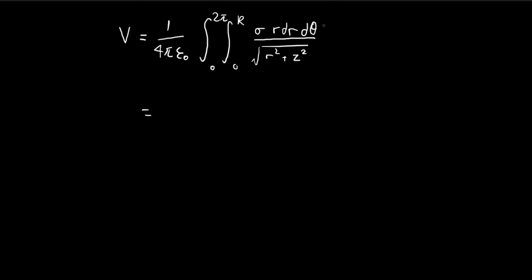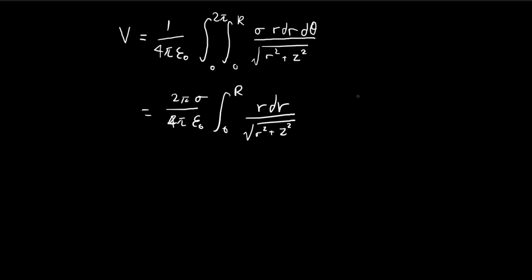So I'm going to get rid of the theta term first, because inside you see there are no theta terms. So I could just get rid of the integral and multiply this whole thing by 2 pi. And 4 pi epsilon, I'm going to also move the constant outside. Here this integral is actually pretty simple, because we can use substitution. So I'll let u be equal to r squared plus z squared. So du dr is going to be equal to 2r. So r dr is going to be equal to 1 half of du.